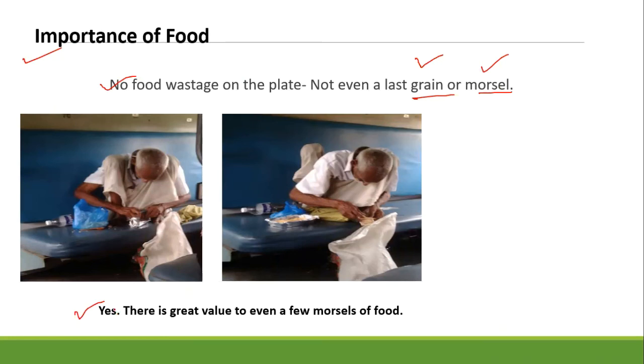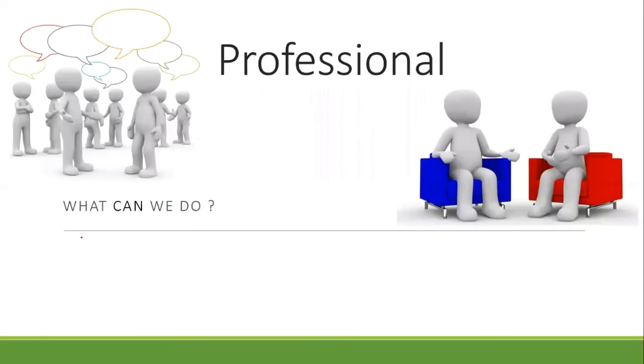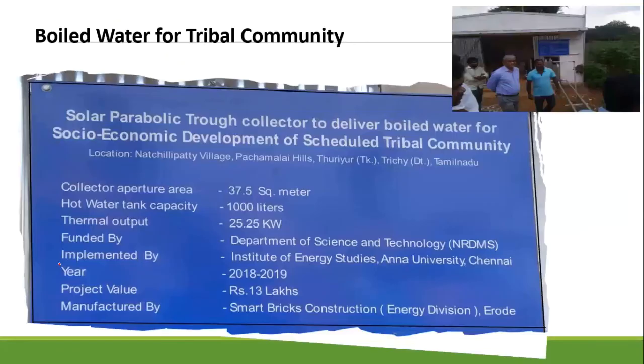There are people who don't get food, and it's a very, very bad situation for them. That is all I can say. So please value the food, and don't waste even a single grain. That we can do. After this, I'll go through what the professional ways are that we can do.